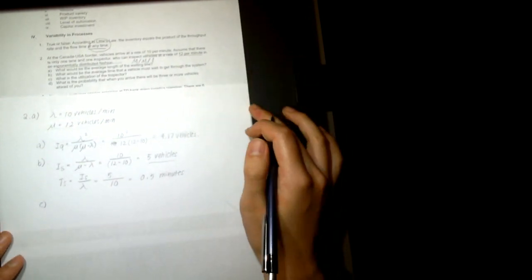So for C, what is the utilization of the inspector? Utilization is the rho in this case, and it is just the arrival rate divided by the service rate. So 10 over 12 equals 83.33%, and you would always express it as a percentage.